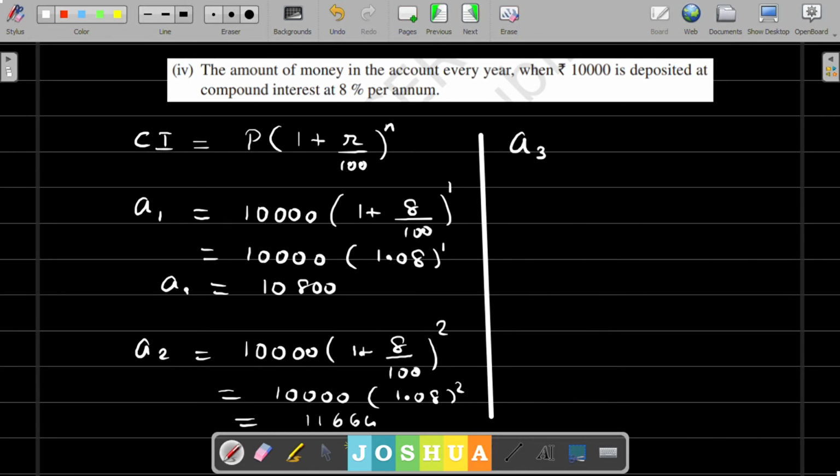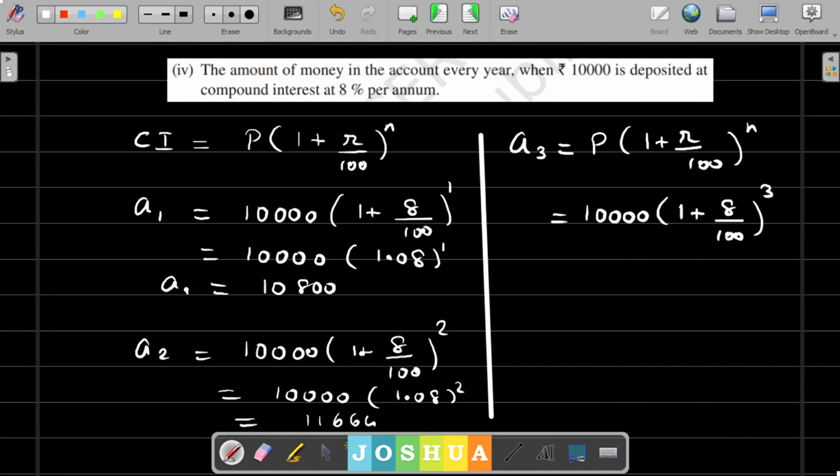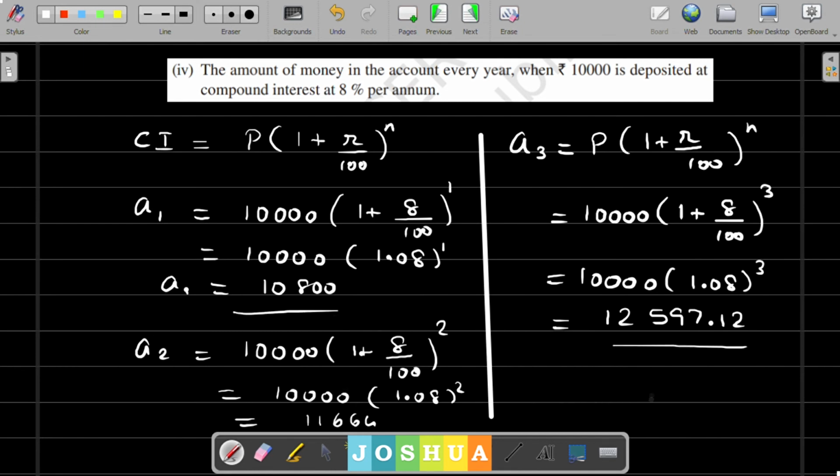Again, if you try for the next year, we go for A3. A3 is equal to, at the end of the third year, principal amount times (1 plus R upon 100) to the power n. In this case principal amount is 10,000, the rate of interest is 8%, number of years 3, and that is equal to 10,000 into 1.08 power 3. When you multiply, you will get the answer 12,597.12. So now we have three different values, A1, A2, A3. I'm writing those values and we'll analyze them here.